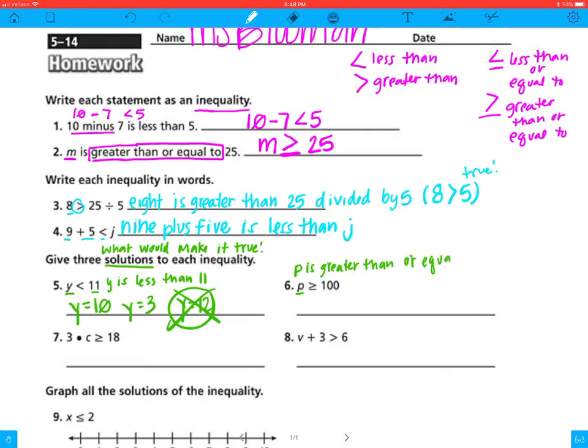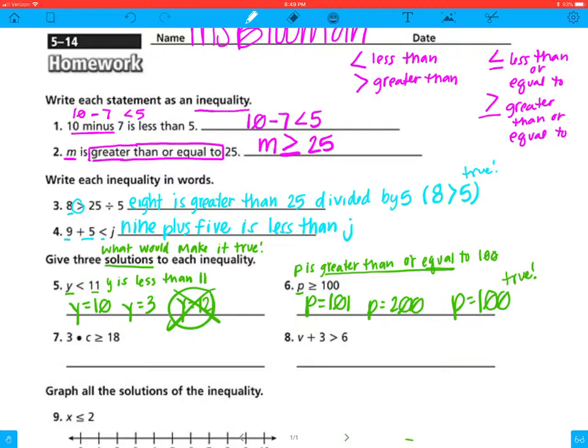So this one is saying it could be 100 or it could be greater. So p could be equal to 101. That's greater than 100. I mean, it's only by 1, but it's still greater than. P could be equal to 200. That is greater than 100. Can confirm. P being equal to 100 is also true because this says greater than or equal to, so it can stay.